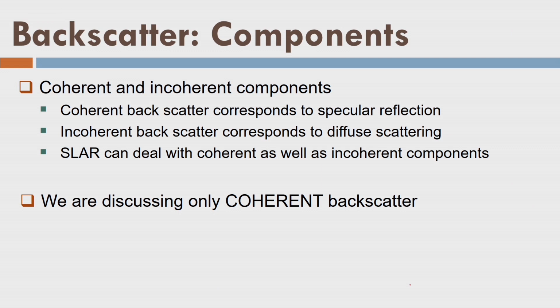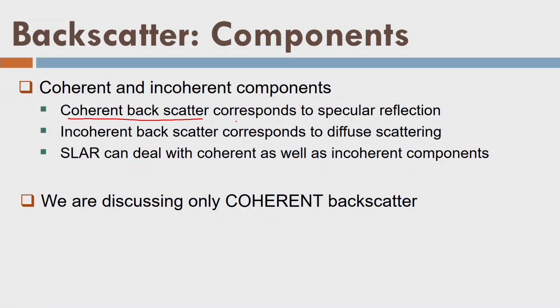Now, in the backscatter, we have two components. One is the coherent component and one is the incoherent component. What is the coherent component? If all the photons in the reflected backscatter are in the same phase, it is a coherent backscatter. Otherwise, if they are in different phases, it is called incoherent backscatter. These concepts of coherent and incoherent come from physics, and are applicable to all remote sensing techniques. The coherent backscatter corresponds to the specular reflection.